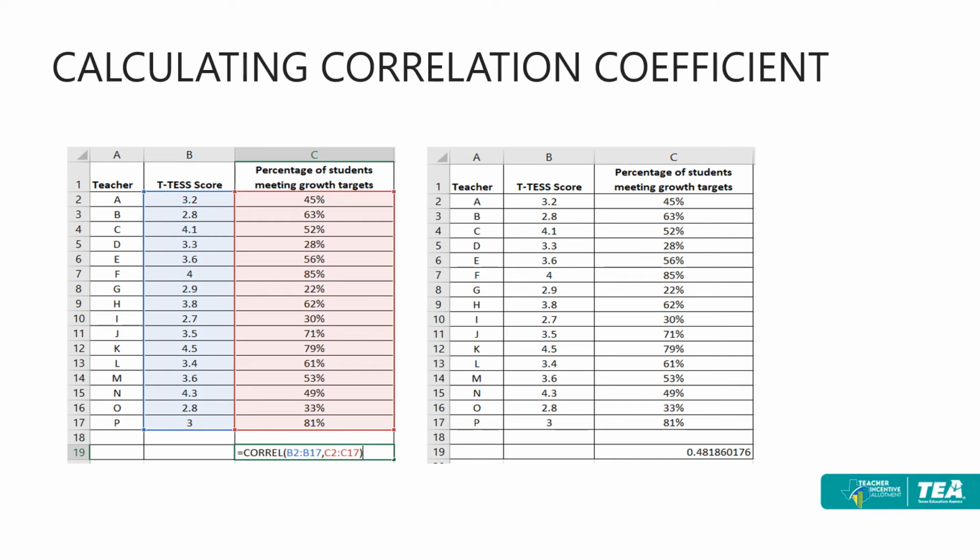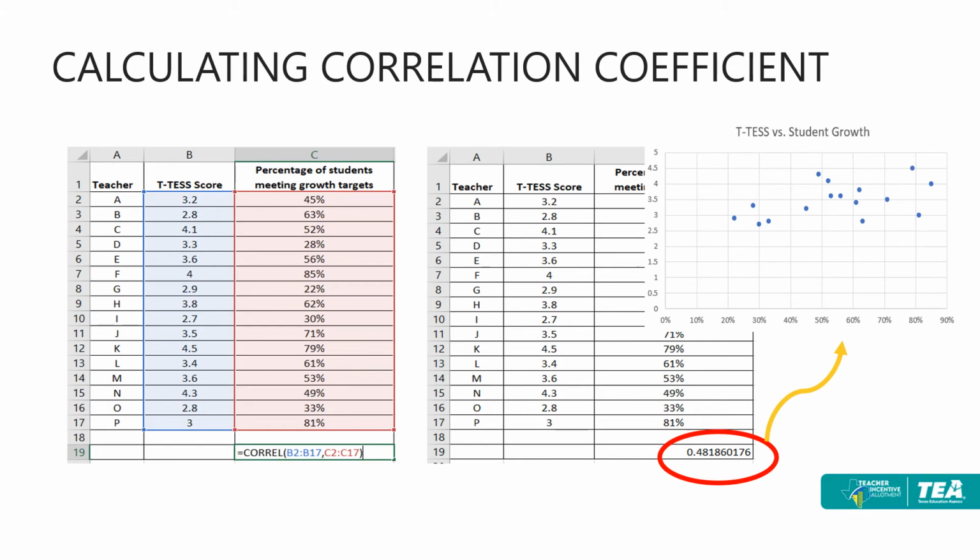In order to determine how strong the relationship is between student growth ratings and teacher observation ratings, districts can calculate the correlation coefficient using a spreadsheet application such as Microsoft Excel and the correlation formula, as you can see on the spreadsheet on the left. This set of data has a correlation coefficient of approximately 0.48. This represents a moderate positive correlation. Here's a graph that represents this data set. As teacher observation ratings increase, student growth ratings increase as well.